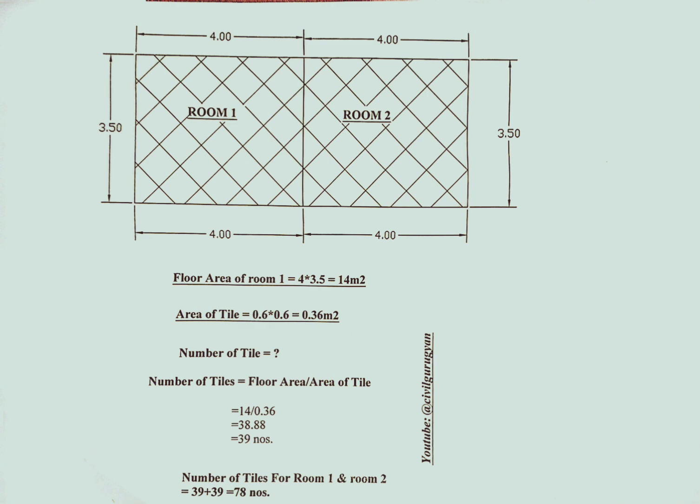Now we have to calculate the tiles required for room 1 and room 2. So if the sizes of room 1 and room 2 are the same, then simply we can add. Then we have 39 for room 1, similarly for room 2. Then we have 39 plus 39 is equal to 78 numbers. Then we know that for room 1 and room 2, the number of tiles required is 78 numbers of size 0.60 into 0.60 meter.